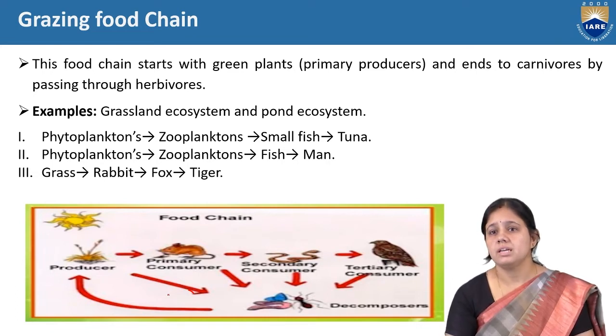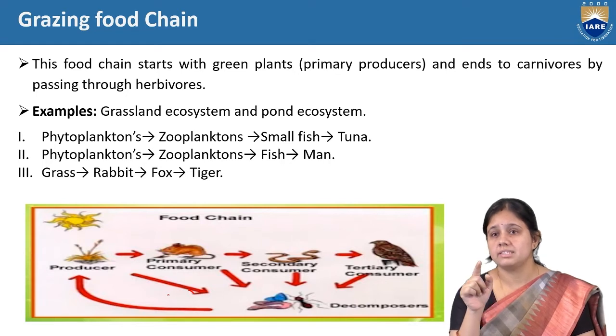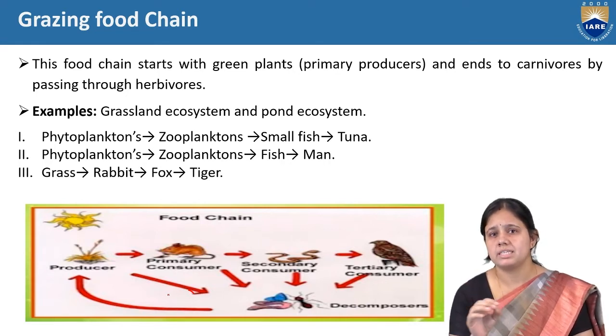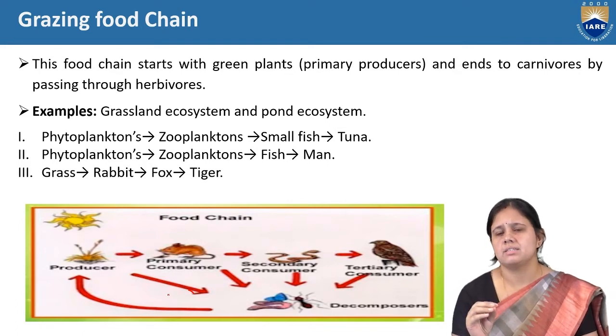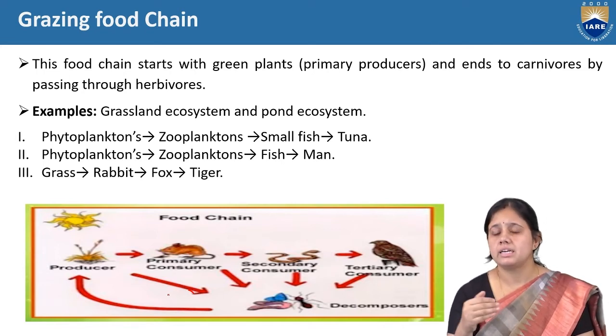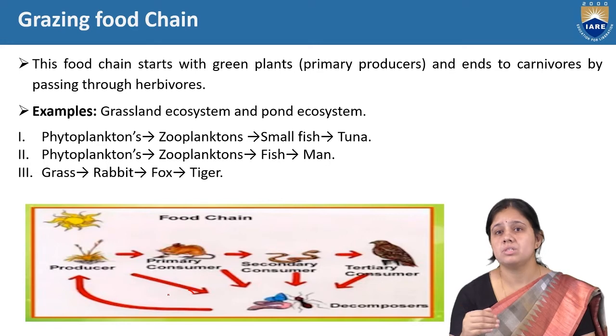Now we can also see that there are decomposers also. If something is dead at the producer level, the consumer level, the secondary consumer level, or the tertiary consumer level, the decomposer will decompose all these decaying materials, and they will make the important energy available again to the environment. That is the role of a decomposer, and the decomposer is present in every food chain.